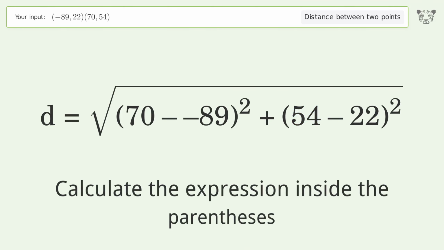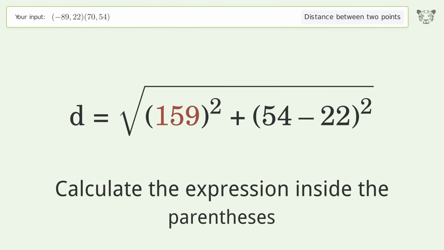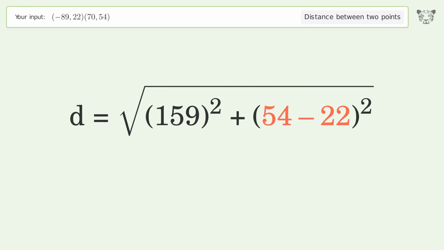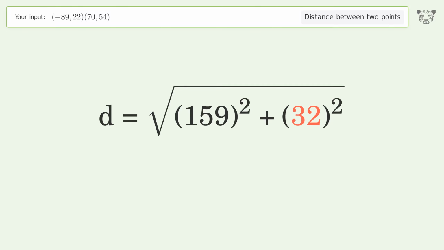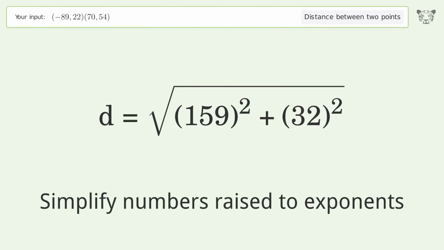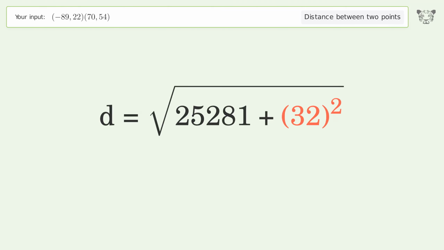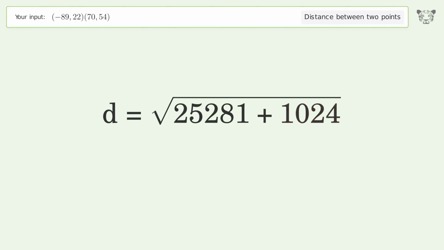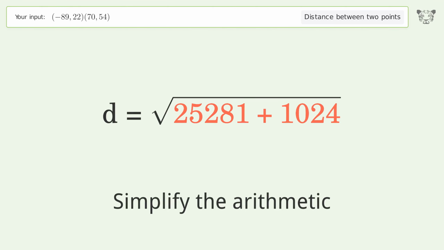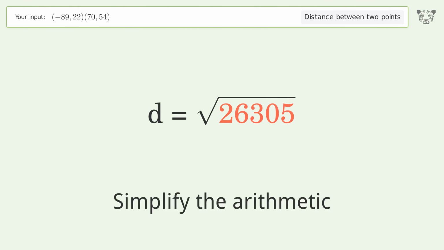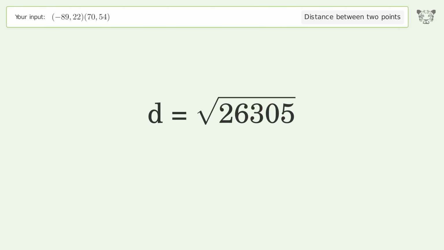Calculate the expression inside the parentheses. Simplify numbers raised to exponents. Simplify the arithmetic. And so the distance between the 2 points is the square root of 26,305 or 162.188.